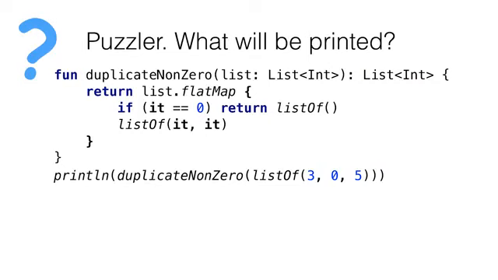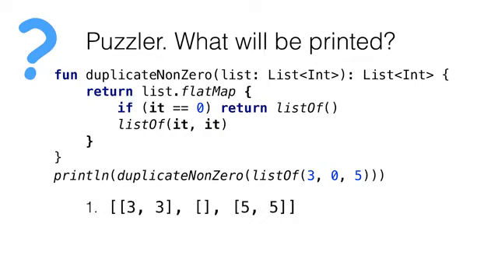This is a function that tries to duplicate all the elements except 0. And your question is, what does it produce as a result? Because it's a puzzler, you might expect something unexpected as a result. So you can try to guess what's going on, and later we will discuss what exactly is happening here.